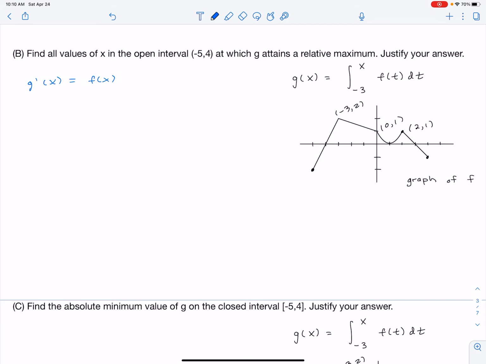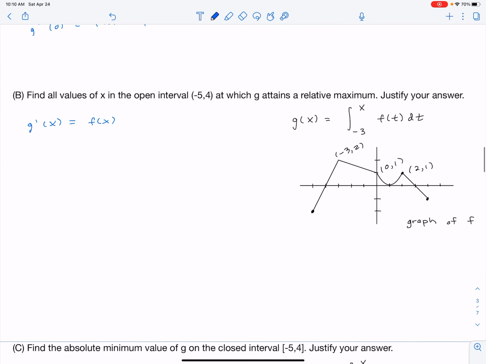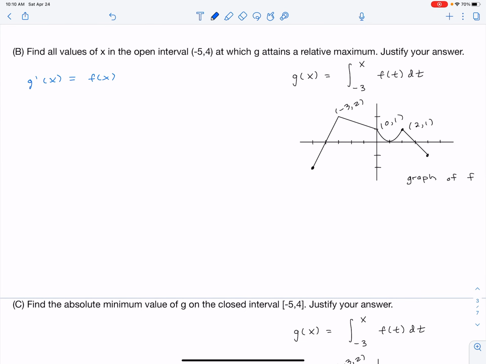Second thing, I'd go and find the critical numbers. Where do critical numbers occur? Critical numbers occur where the derivative equals 0 or the derivative is undefined. Right now, they don't give us any values where the derivative is undefined. They would need to tell us that, or at least give us a vertical asymptote or something like that.